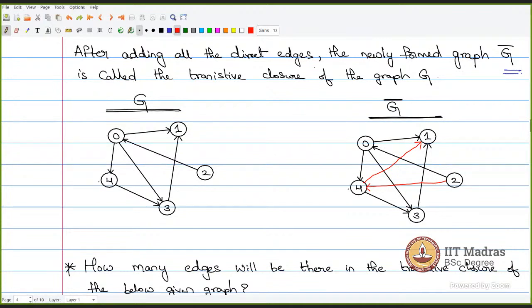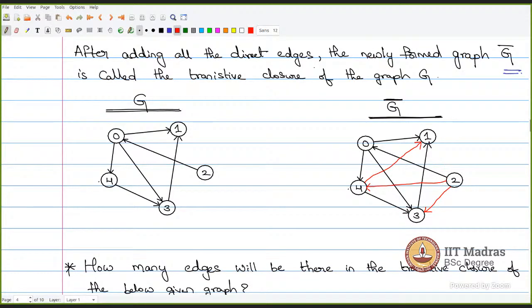If I am able to reach that particular vertex, then there is a path from vertex 2 to vertex 4. If there is a path from vertex 2 to vertex 4, then I draw a direct edge from vertex 2 to vertex 4. That's it. Can we draw an edge from 2 to 3 also? Yeah, we should add. See, there is a path from 2 to 3, right? From 2 to 3, there is a path. So therefore, we should add a direct edge from 2 to 3.